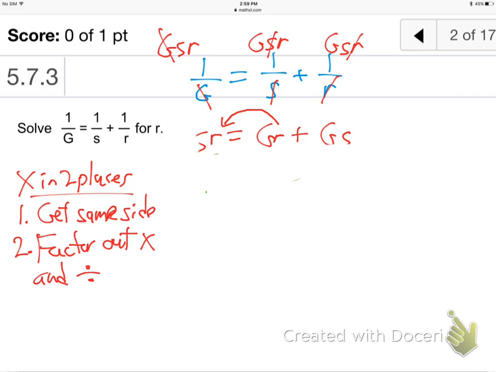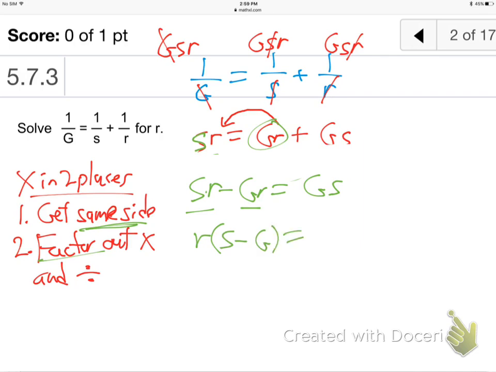Okay, so back to it. What are you going to do? I'm going to grab the whole GR term, jump it over. So I'll have SR minus GR is GS. See how I have the two R terms on the same side? Now factor out the R, because that gets it alone. Remember, it's all about getting it alone. R's saying I want to be alone. It's a big loner. Now divide. There it is. R is alone.